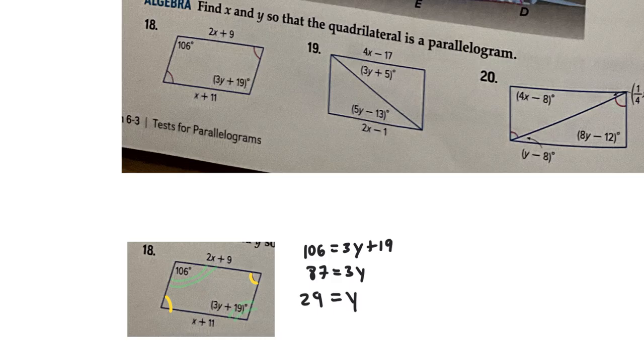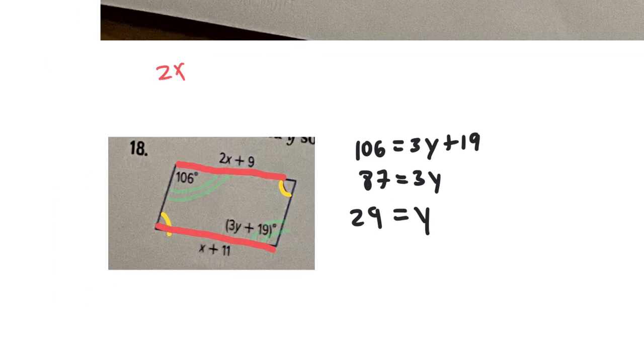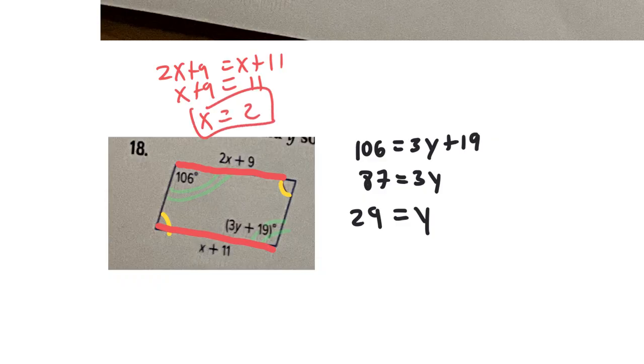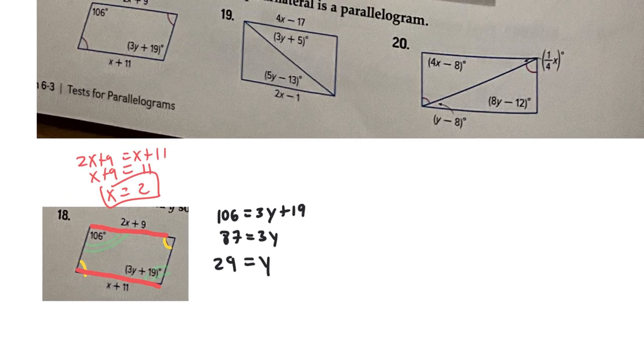And if it's a parallelogram, then I think we understand that the red sides would also be congruent to each other. And therefore, we can set up another equation that says 2x plus 9 equals x plus 11. Subtracting x from both sides gives us x plus 9 equals 11. Subtracting 9 from both sides gives us x equals 2. So that would be the answer to that.